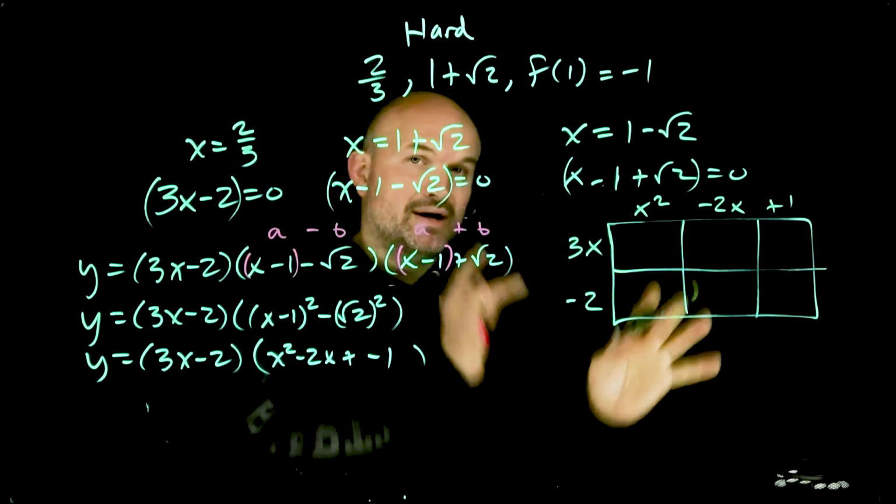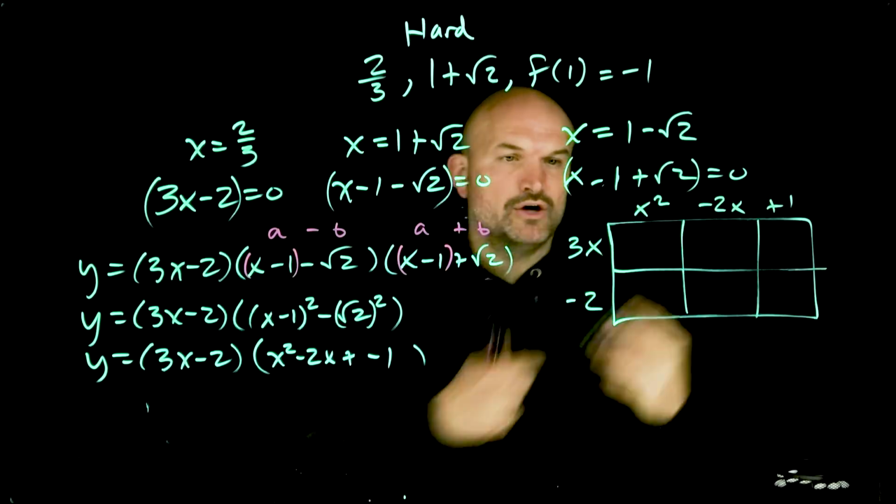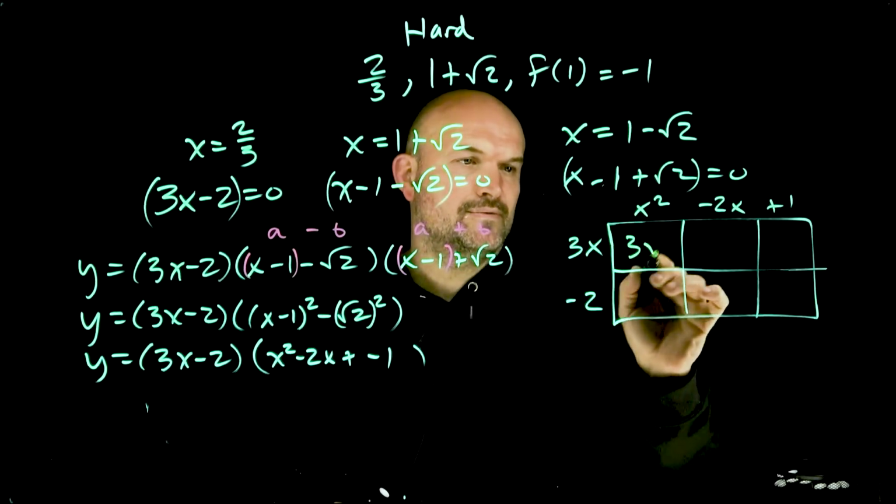Okay, now again, just go ahead and multiply your length times width to get each one. So 3x times x squared.